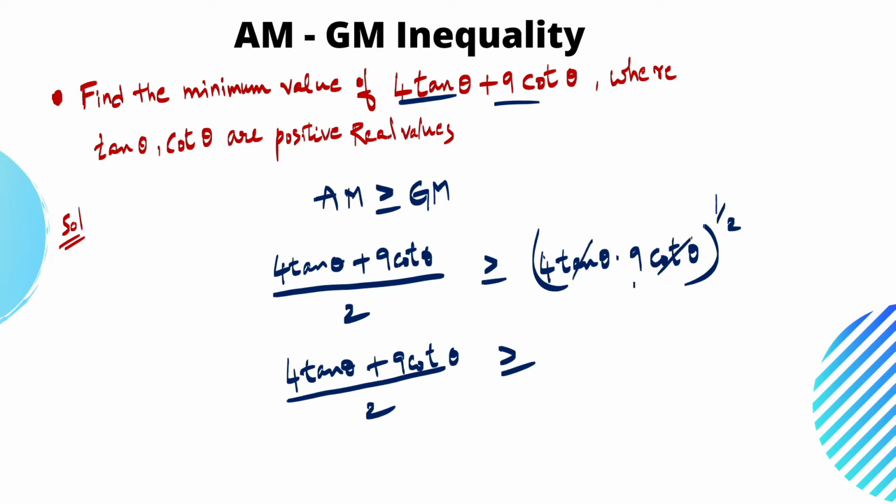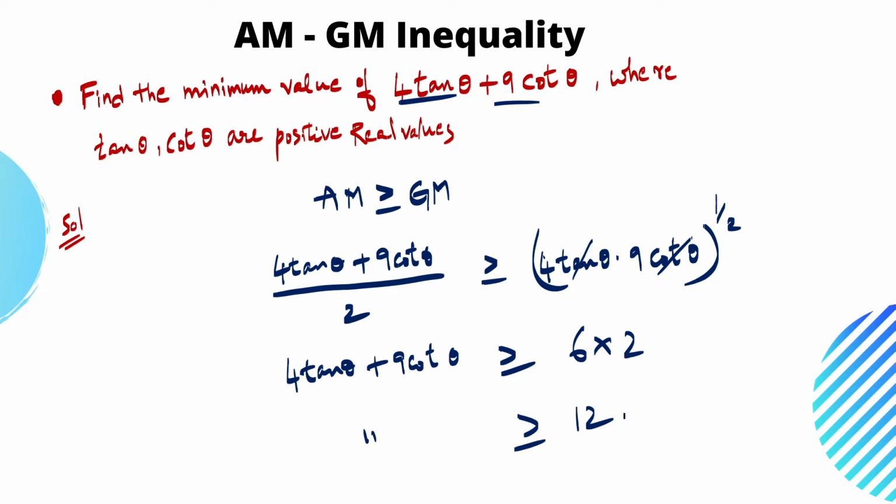So tan and cot get cancelled. 4 into 9 is 36, and 36 power 1 by 2 will be equal to 6. And if we bring this 2 to the other side, it will be 12, since 6 into 2. So 4 tan theta plus 9 cot theta will be greater than or equal to 12.